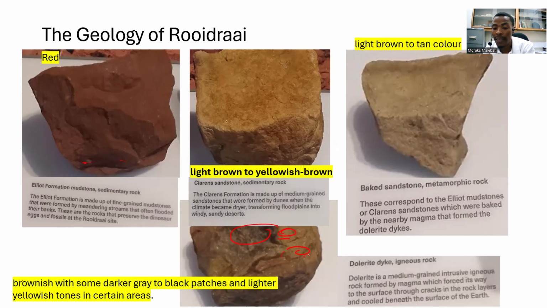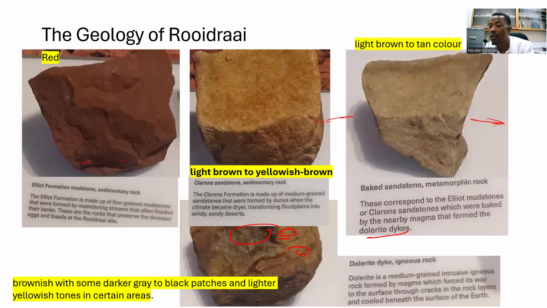So this is the dolerite. And then we also have got these baked sandstones. This corresponds to Elliot mudstones, or Clarens sandstone, which were baked by the nearby magma that formed the dolerite dikes. So yes, these rocks are baked. They have been metamorphosed.